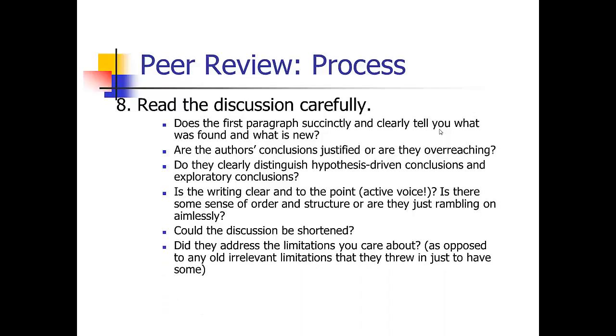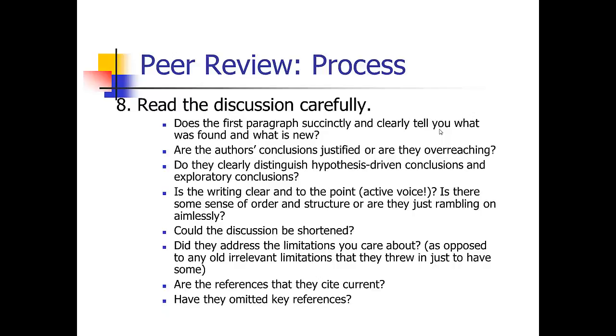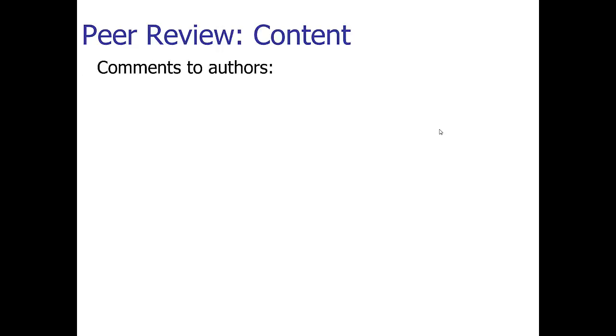And I'm always looking carefully at the limitation section. I want to see that they address the limitations that I care about. This is the mark of a good paper for me. If an author anticipates what I think the limitations are and tries to address them, rather than just throwing in those boilerplate limitations. So I'm looking for a good limitation section. You want to make sure the references that they cite are current, and of course, if there's any key references that you've noticed that they've omitted, you might comment on that. So those are the kinds of specific things in each section that I'm looking for and that I might comment on for the authors. So then I'm going to write up my peer review.